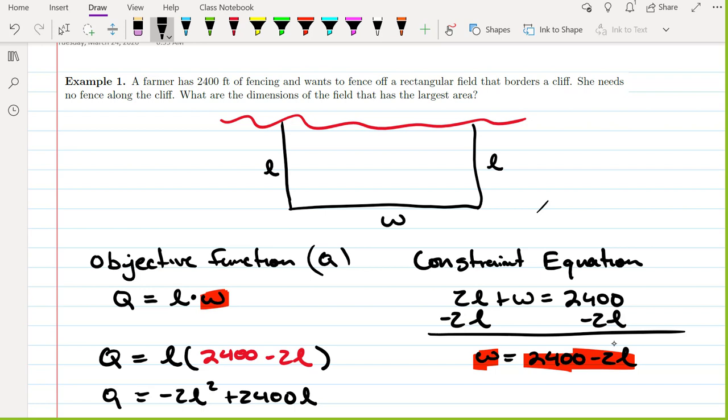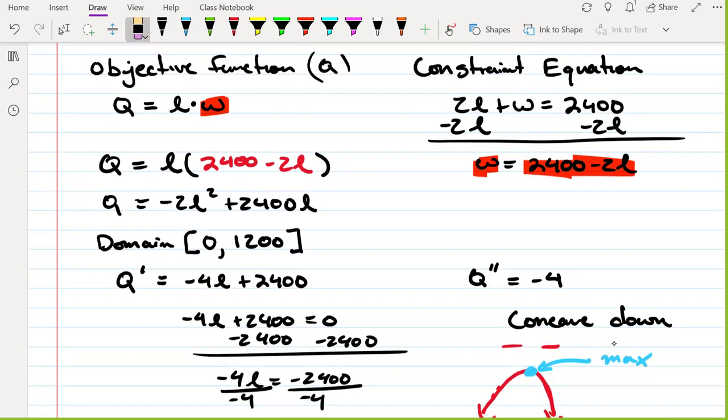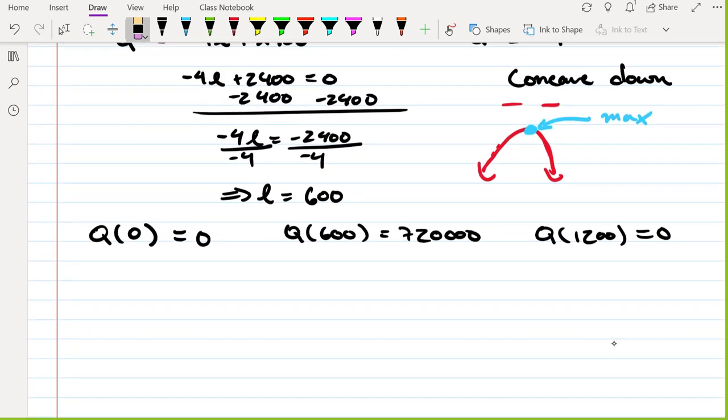And then in the last case, when we made L equal to 1200, what did we do? We built two parallel fences next to each other with no space in between, and once again got a field with area 0. So we indeed got both our absolute minimums and the absolute maximum of that function. And the only one that we were really interested in was the one at the critical number, which was the area of 7,200. So we haven't quite answered the question.